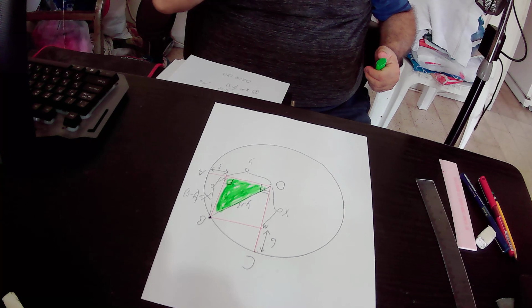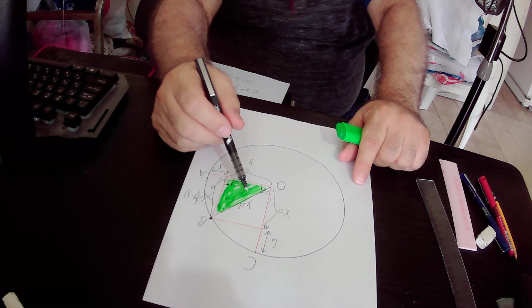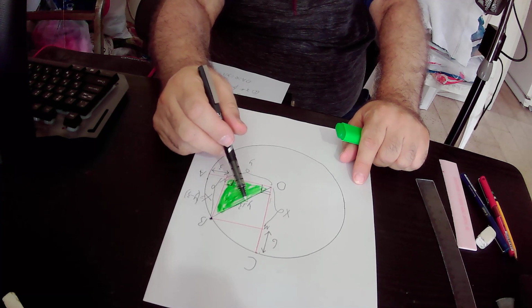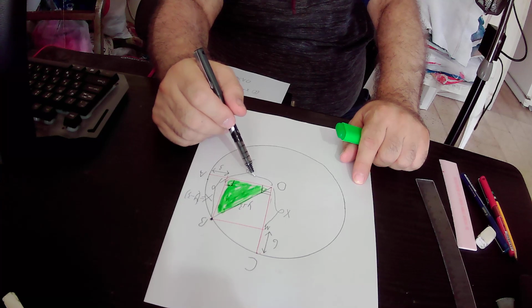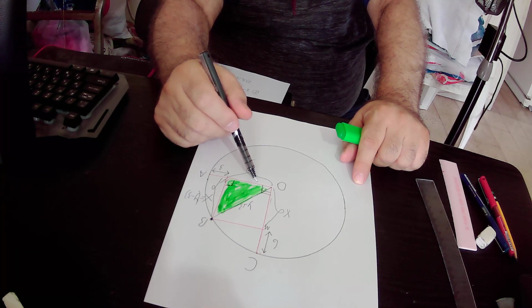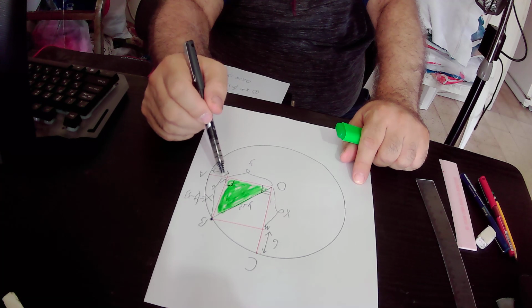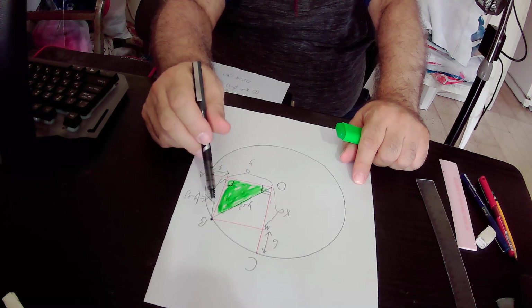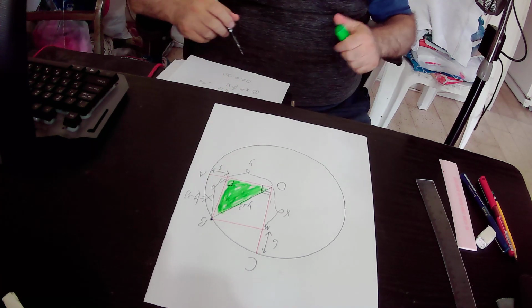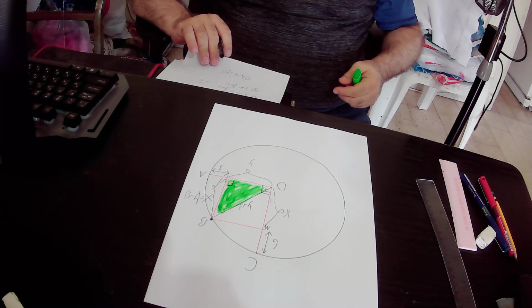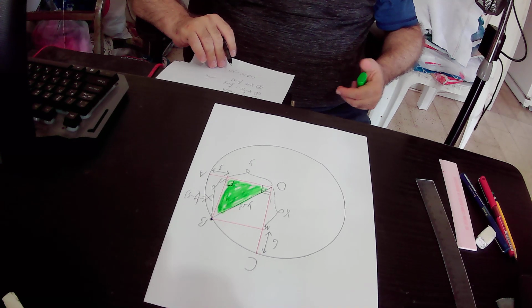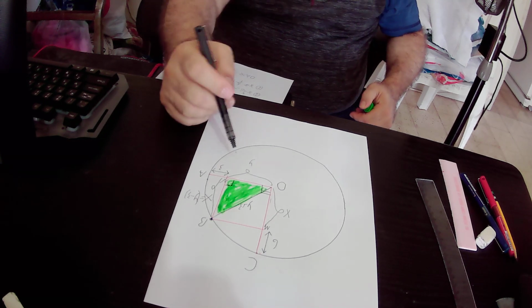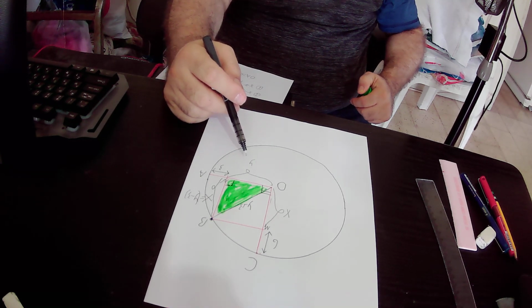So in this right triangle, we know that the hypotenuse is the radius of this circle and it equals y plus 3. One side of this right triangle equals y and the other side equals y minus 3. So we can implement the Pythagorean theorem in order to find out the value of y.